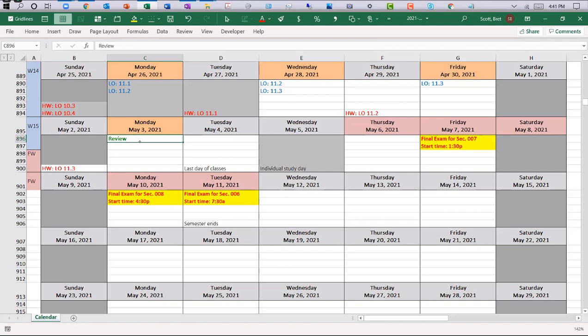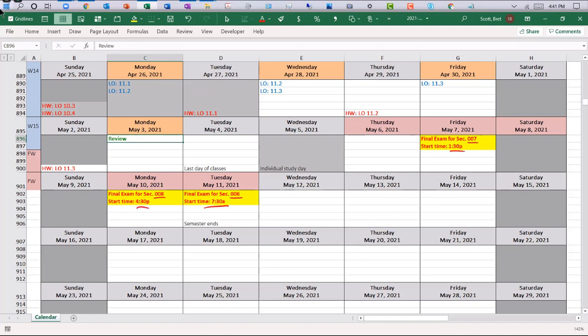If you're in section 006, we meet at 12 p.m. Your final exam is going to be on Tuesday, May 11th at 7:30 a.m. If you are in section 007, we meet at 2 p.m. Your exam is going to be Friday, May 7th at 1:30 p.m. If you're in section 008, your exam is going to be on May 10th at 4:30 p.m.